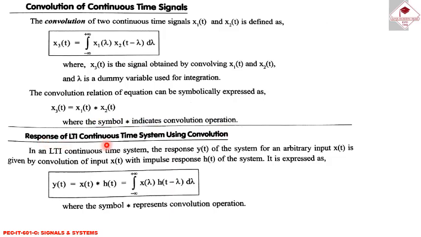Response of an LTI continuous time system using convolution. In an LTI continuous time system, the response y(t) of the system for an arbitrary input x(t) is given by the convolution of the input x(t) with the impulse response h(t) of the system. It is expressed as y(t) equals x(t) star h(t), which equals the integral from minus infinity to plus infinity of x(lambda) h(t minus lambda) d lambda, where the symbol star indicates the convolution operation.